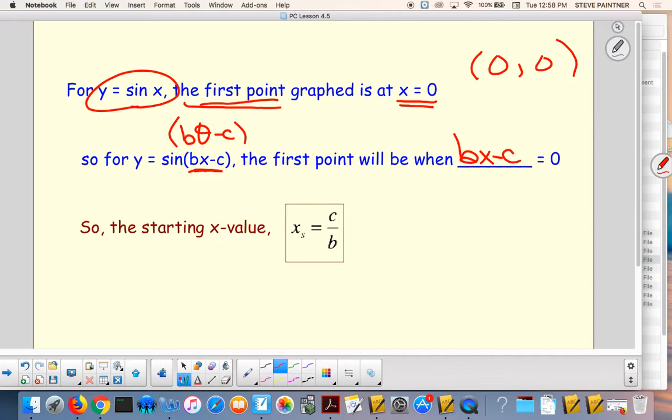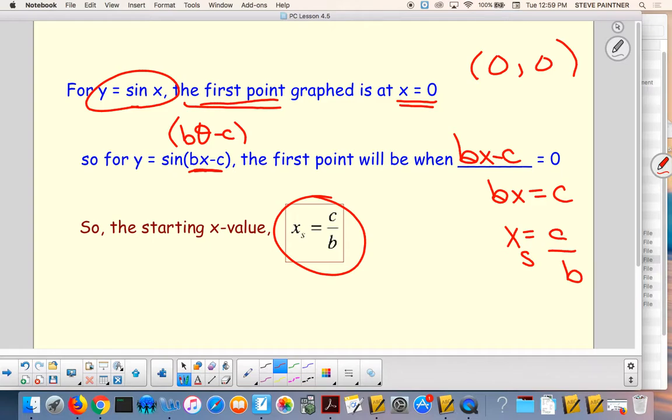Now hang on. How did they get that? They basically solved this, didn't they? Move the c over, divide by b. This becomes, whoa, I did that wrong. Hang on. This becomes the starting point. The starting point is c over b. So the x starting point is basically right here. C over B.